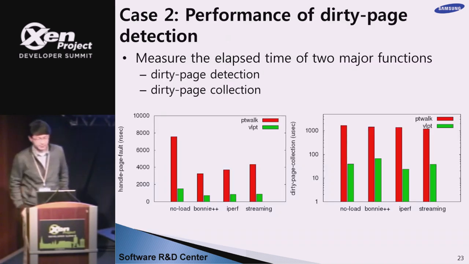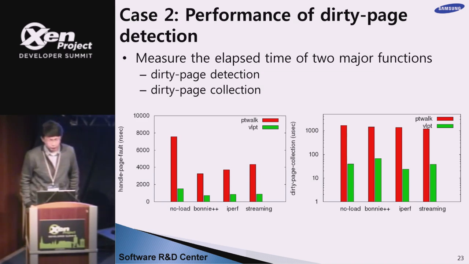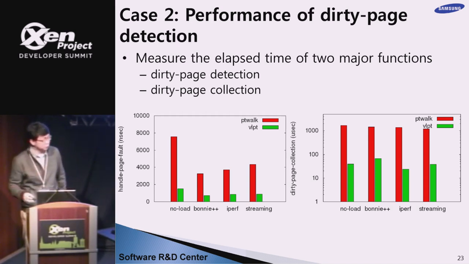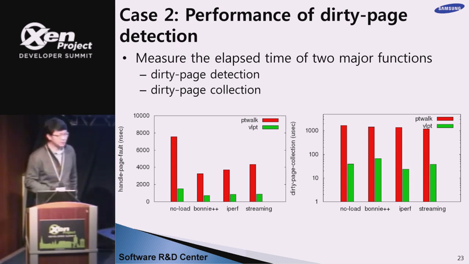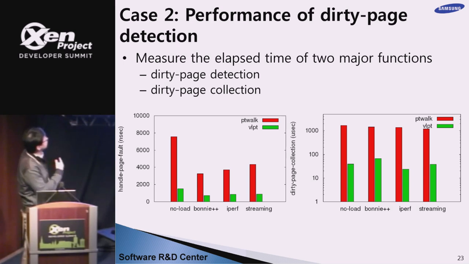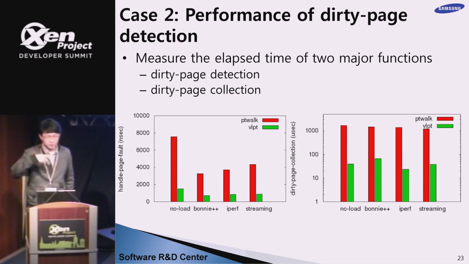I'll just pass. And for implementing the dirty page detection, I mentioned two methods. The first one is page table walking, and the second one is the virtual linear page table. And the virtual linear page table gives very nice performance. Lower is better. This is the elapsed time for handling one dirty page on the left, and the elapsed time for telling the tool stack which pages are dirty on the right. And both show very nice performance.